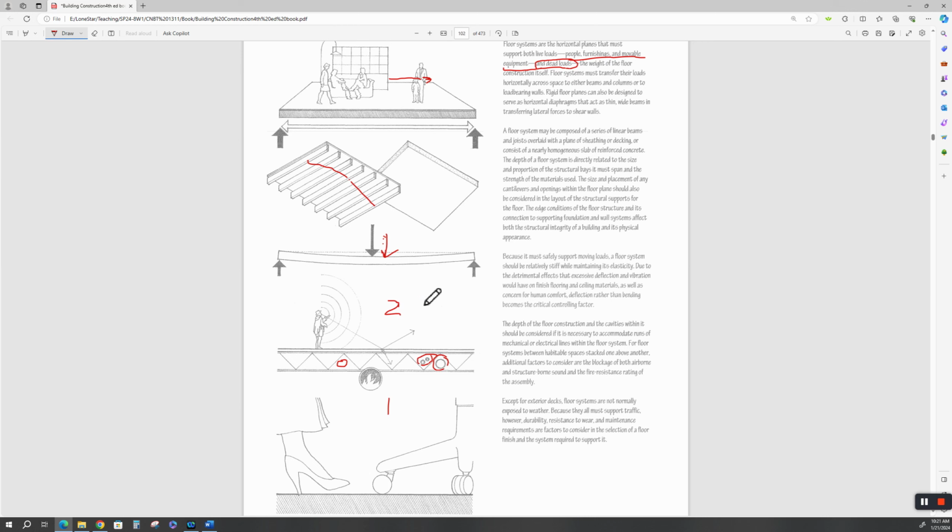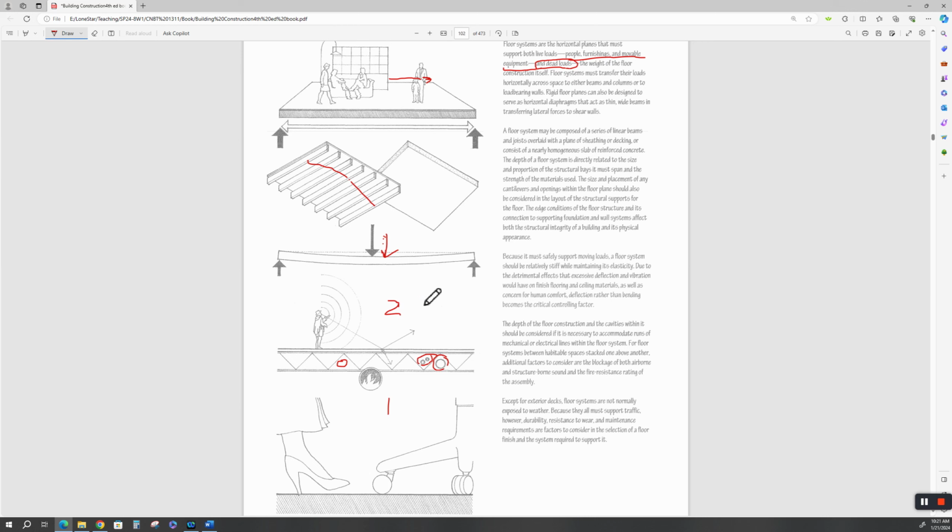All right, he makes a comment here. Except for exterior decks, floor systems are not normally exposed to weather. Well, not normally. Your mileage is going to vary. Trust me, it's going to vary. Honestly, down here.